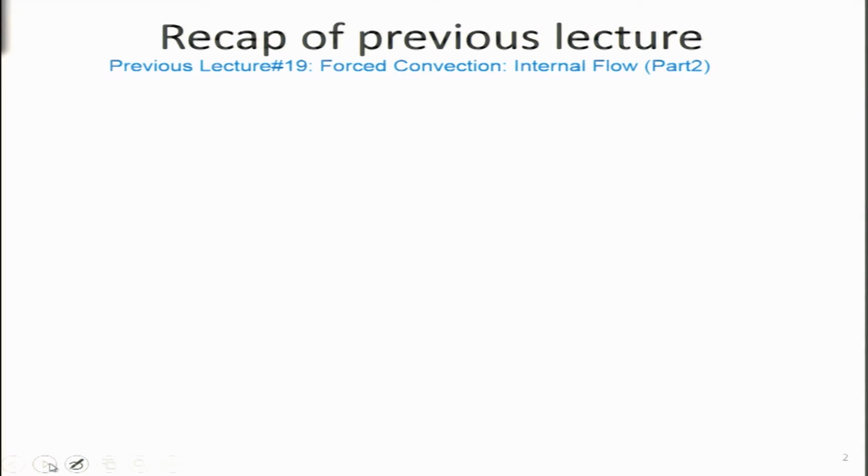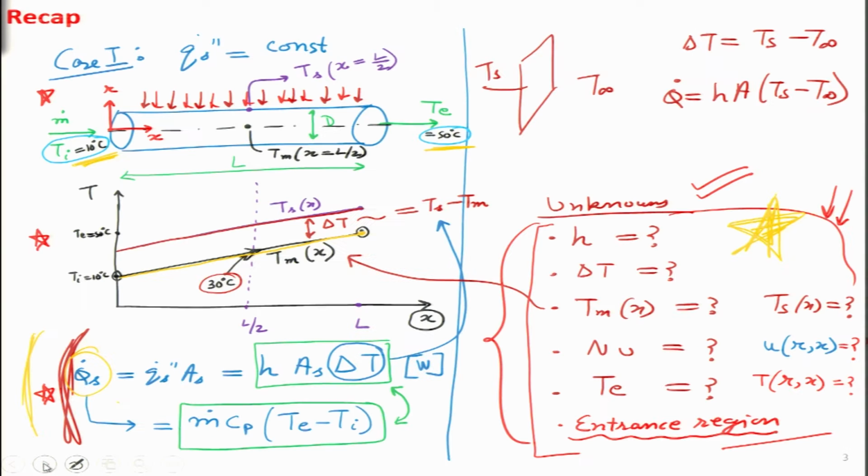Before we go ahead, let us do a recap of what we have done in the last one or two lectures, and today will be the day where we will be able to figure out all these unknowns. I think students have remembered, in the last two lectures we have talked about internal flows. We had some basic understanding of the flow, but we want to figure out all the values of these unknowns.